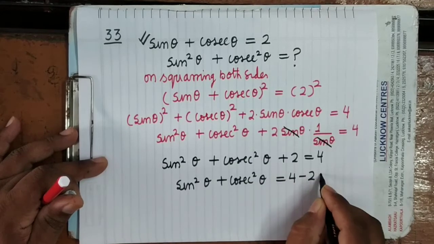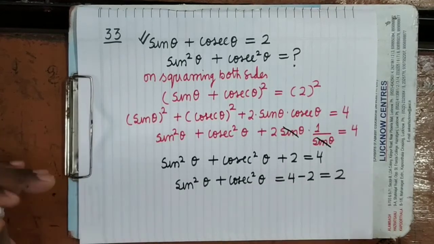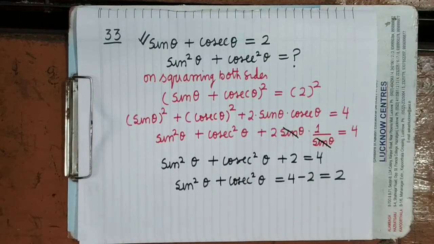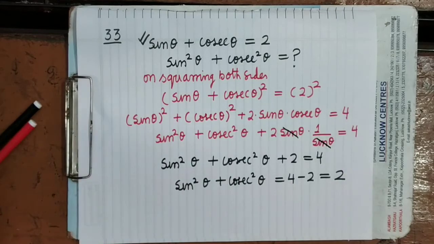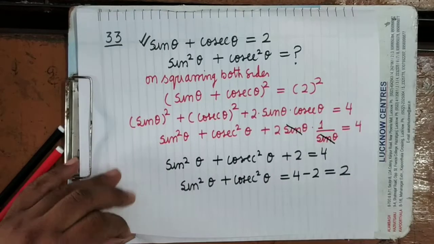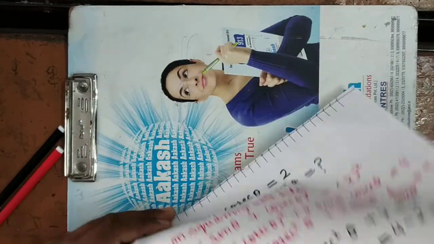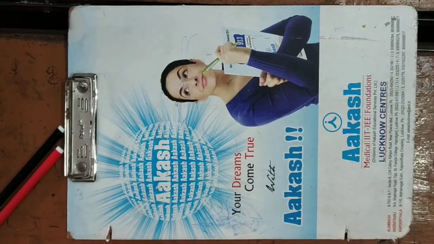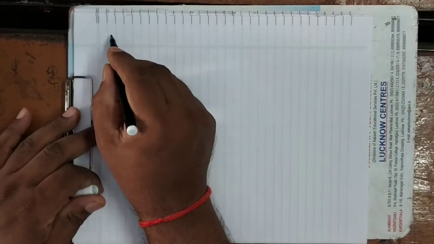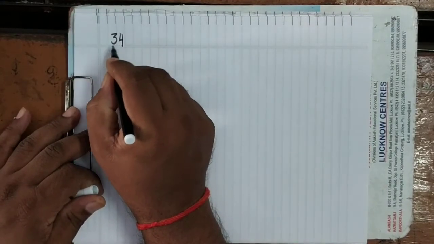4 minus 2 equals 2, which means its value will be equal to 2. It is clear. Then one more question, which is the last question in your exercise. What is given here? Question number 34.